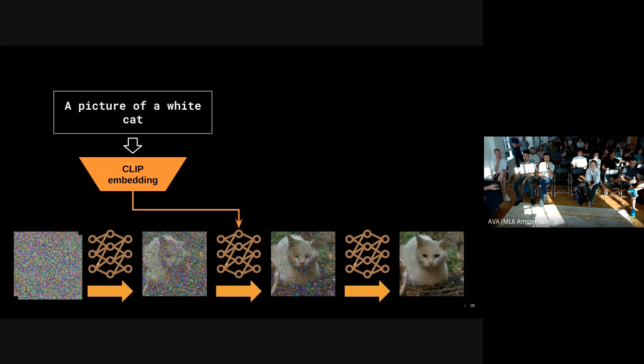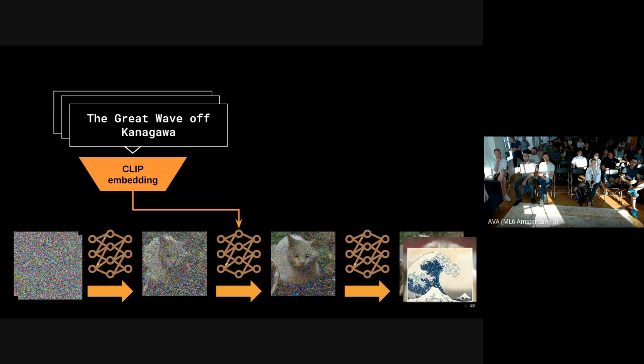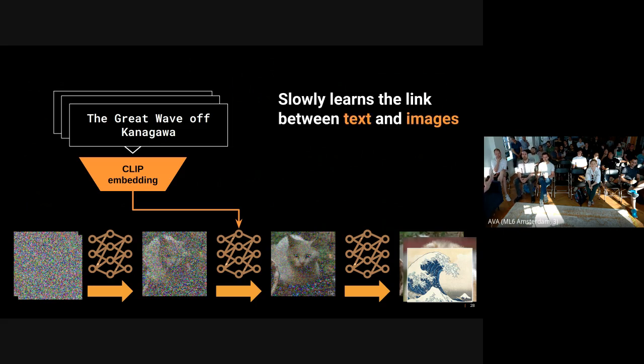And of course, just a single image isn't going to cut it. We're going to need to give the model a lot of images. For example, we give the same model a new image-text pair, like a picture of a cute dog, and we retrain it to generate this. Then, for example, a piece of art like the Great Wave of Kanagawa. Based on a lot of examples, it slowly learns the link between text and what it should generate.